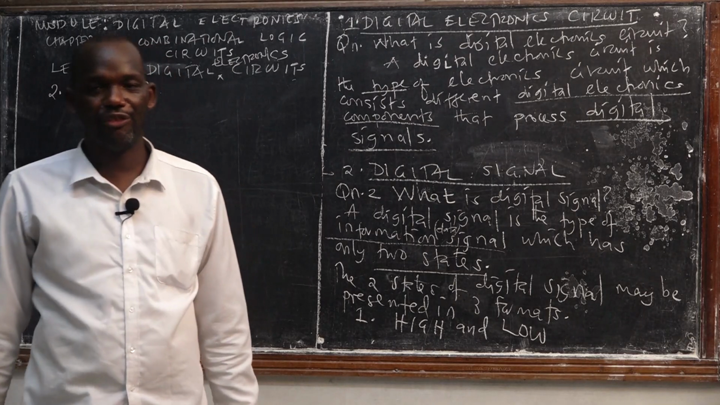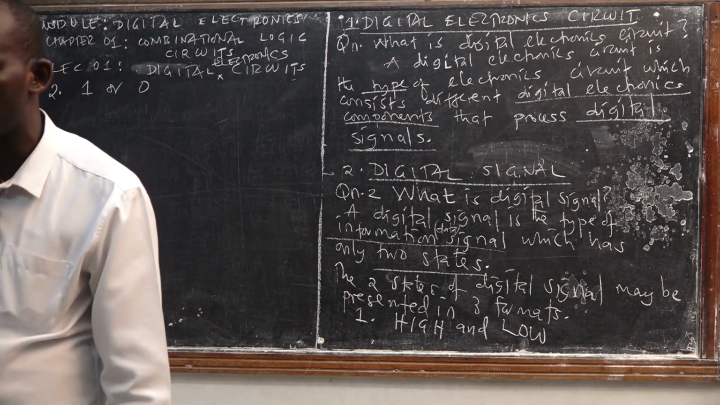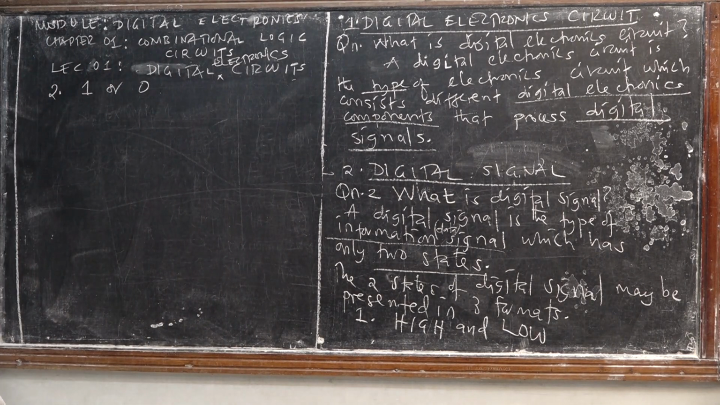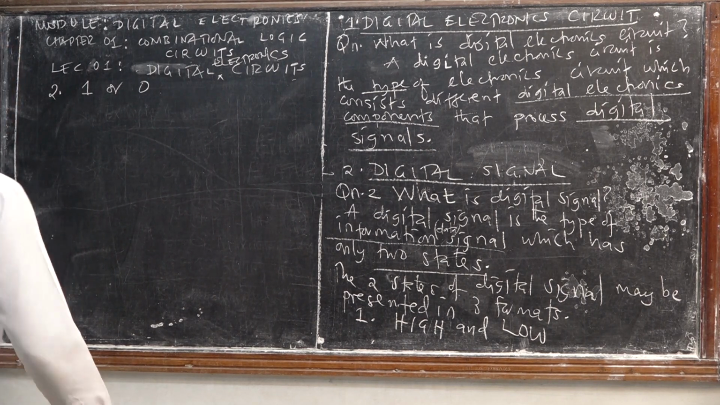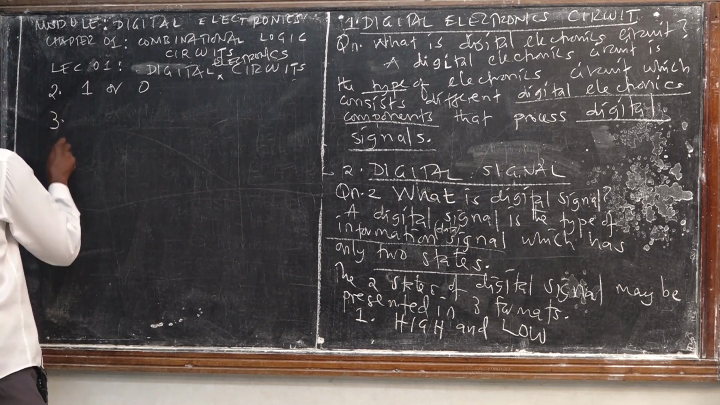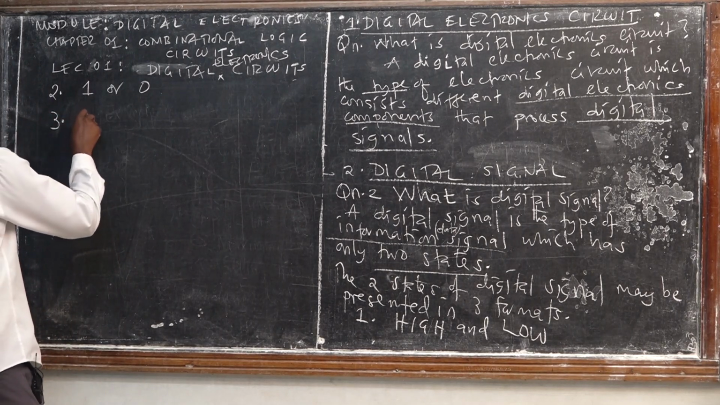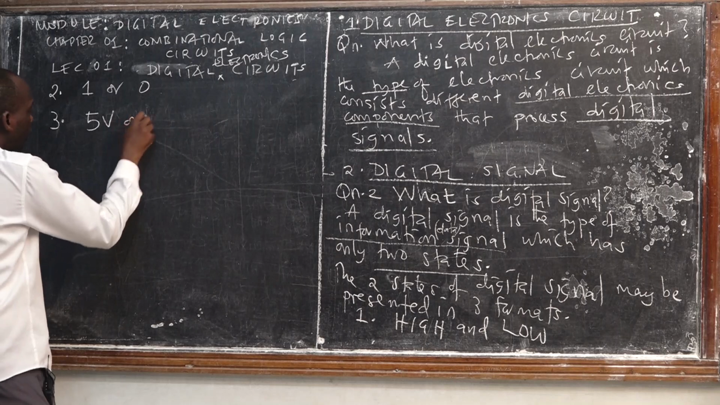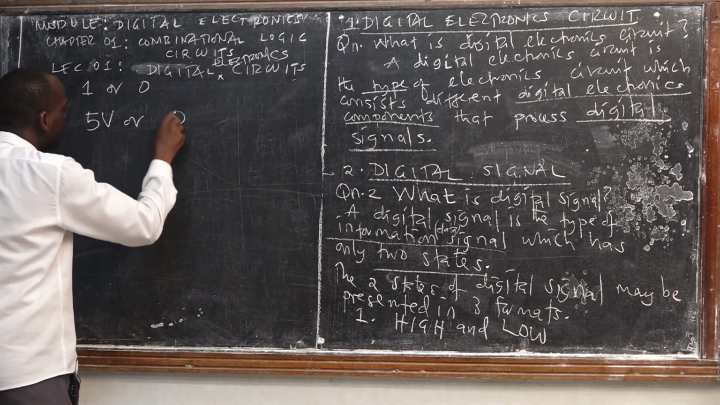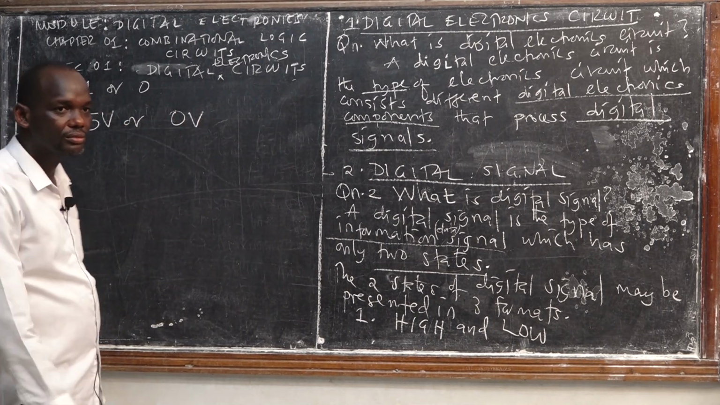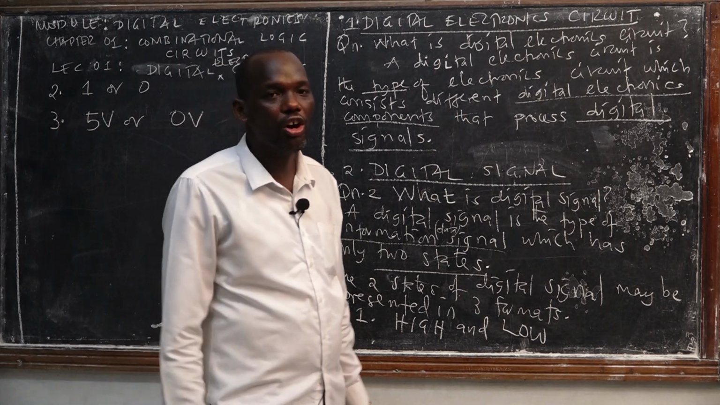So 0 has a very important meaning in digital electronics, more than you think. Usually, in terms of marks, if you score 0, you're a failure and you know nothing. But in digital, if you have 0, you have something, and it's very important. Then we may also present this digital signal as 5 volt or 0 volt.